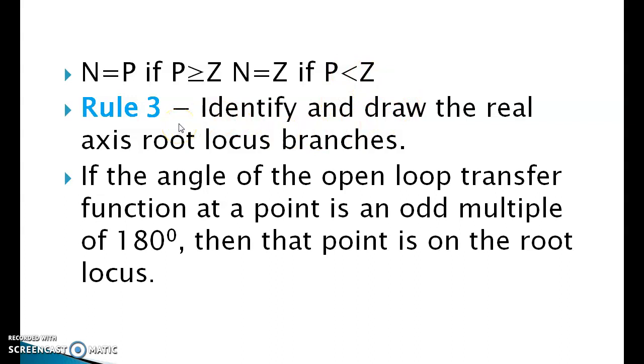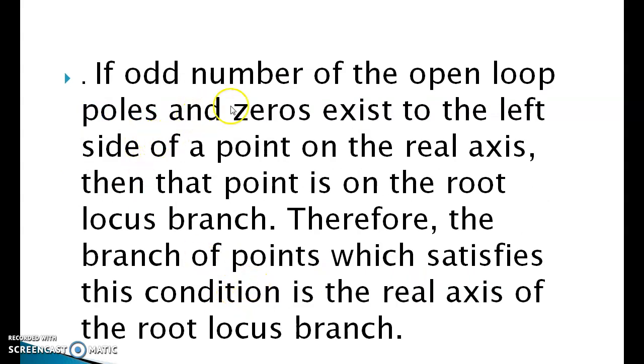Rule number 3. Identify and draw the real axis root locus branches. If the angle of the open loop transfer function at a point is an odd multiple of 180 degrees, then that point is on the root locus. If an odd number of open loop poles and zeros exist to the left side of the point on the real axis, then that point is on the root locus branch. Therefore, the branches of points which satisfy this condition are the real axis root locus branches.